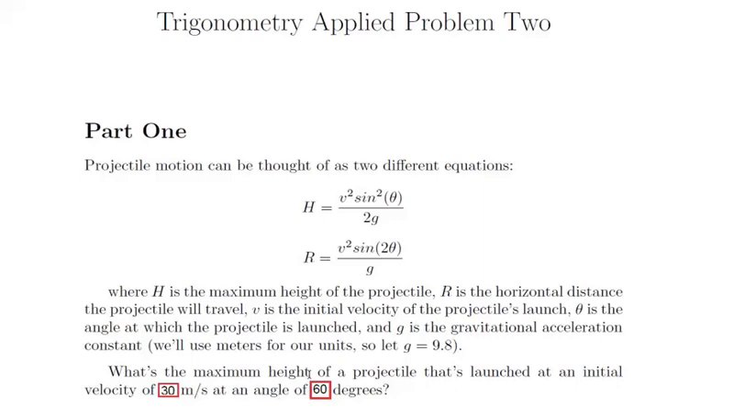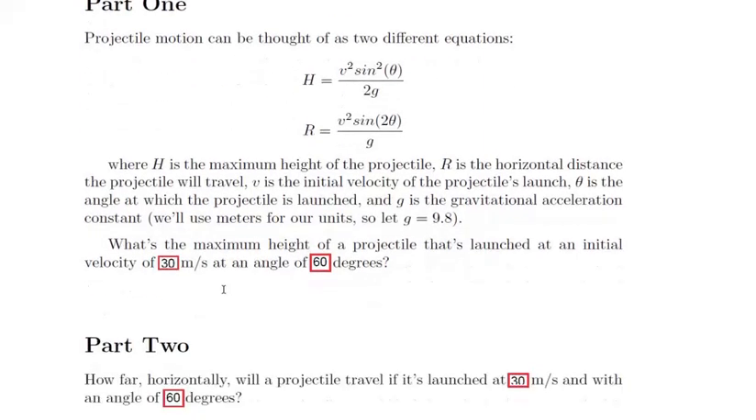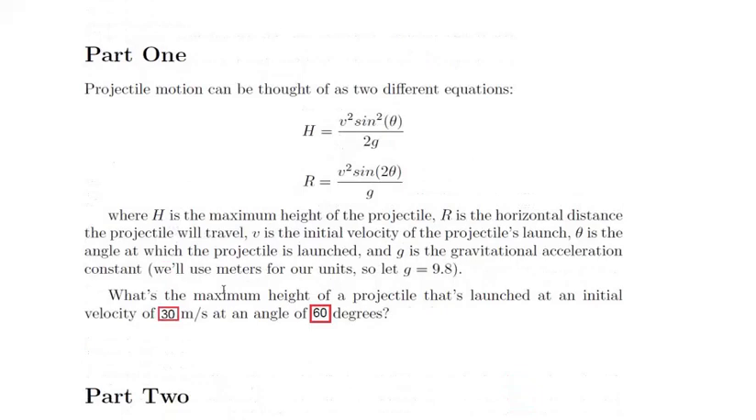So I've changed the numbers, but you're going to do the same type of thing I'm about to do. For part one, they ask us to find the maximum height, and the height of a projectile is modeled with this equation. Because there's two real things that fluctuate when you're launching a projectile: the initial velocity, how hard it leaves the cannon, and the angle that you set that cannon at.